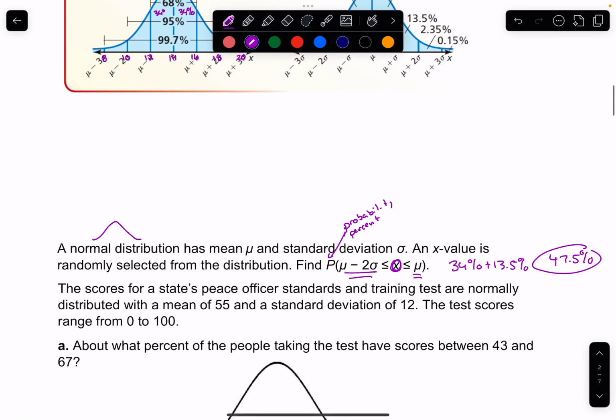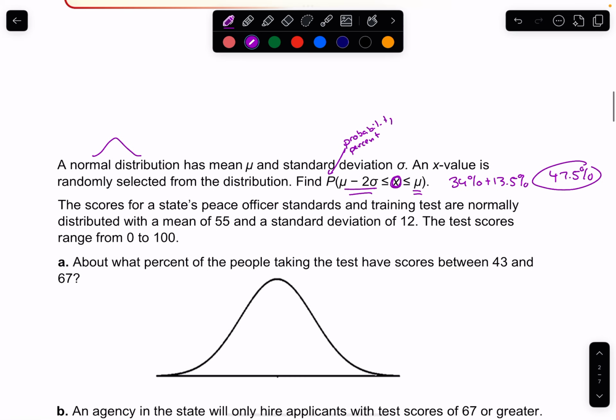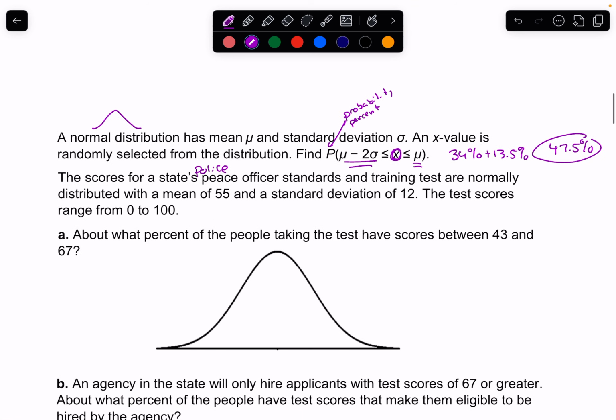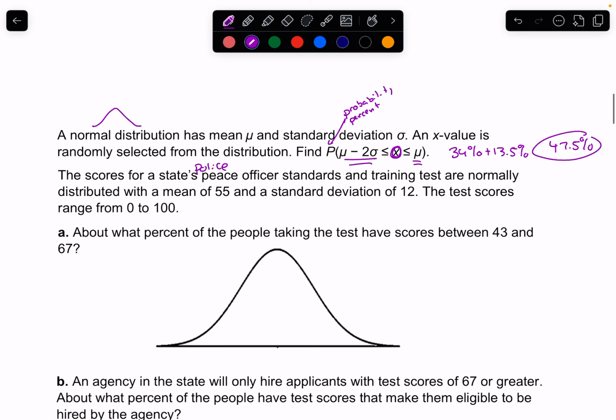Now let's do that. I think that's way easier to do with actual numbers. So the state peace officers, these are basically police, right? Police officers take a standard and training test. It's normally distributed, so it fits the curve. It has an average or a mean of 55. So that means that my data right here in the middle is a score of 55. I hope that's not out of 100. It is out of 100. Yikes. The average test score is 55%. I hope our police get better scores than that.